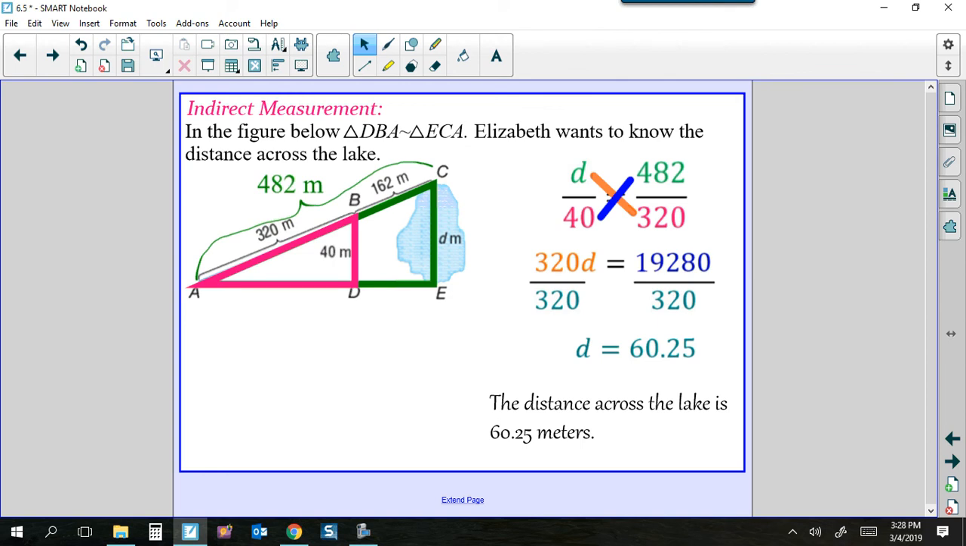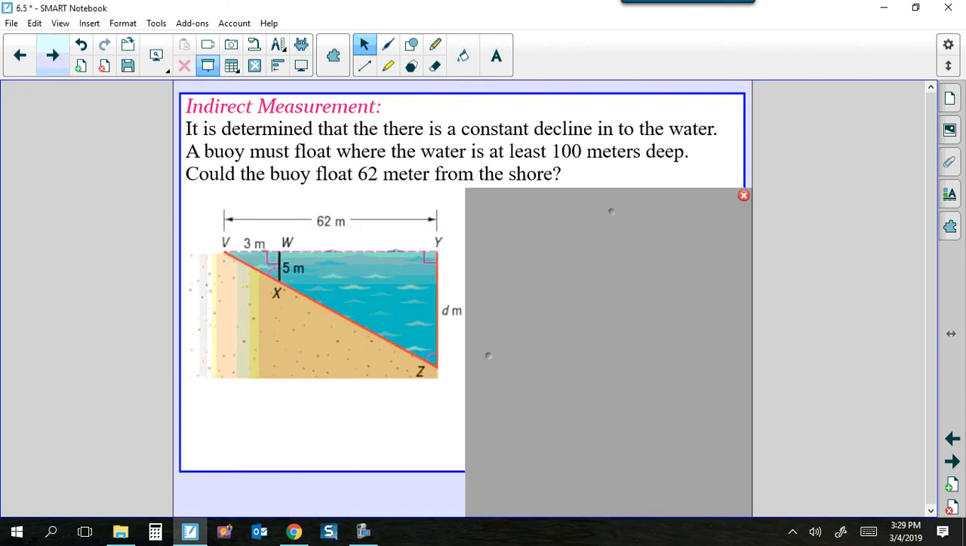So why don't we have them try one and see how they do? I like that idea. So let's go ahead and let you guys try this one. We want to know, can a buoy float 62 meters from the shoreline?